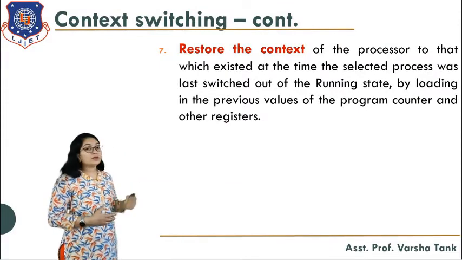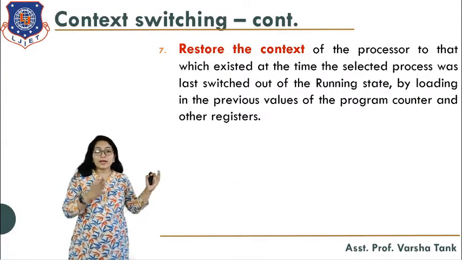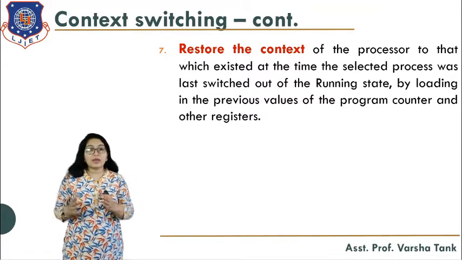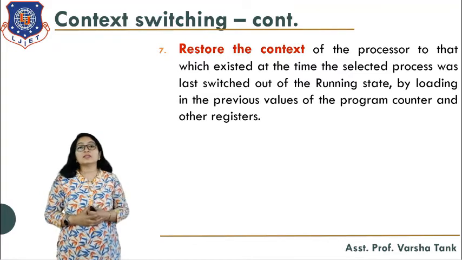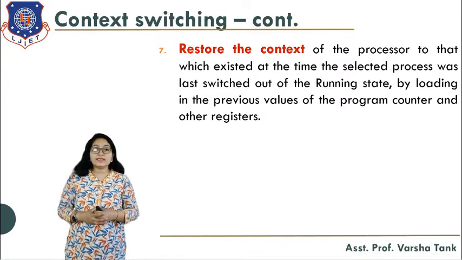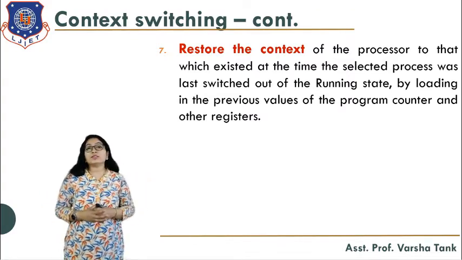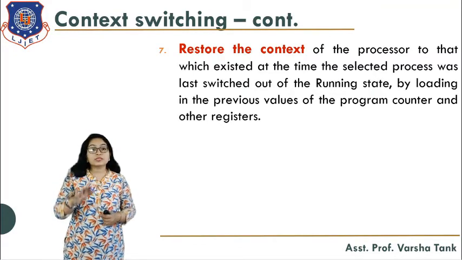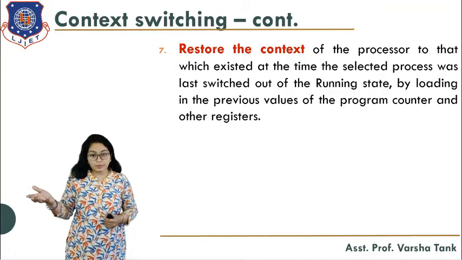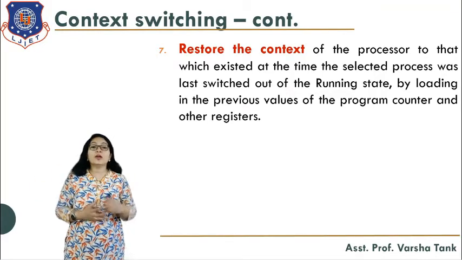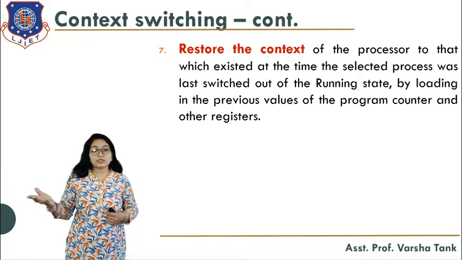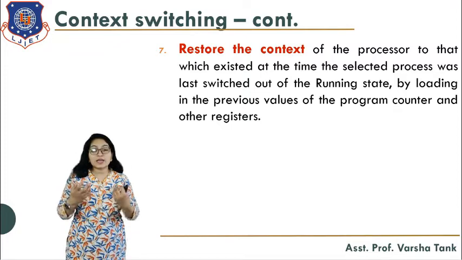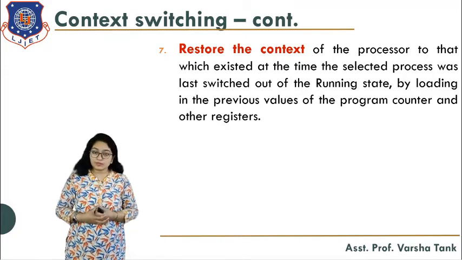Now the last step is to restore the context. That means restore the context of the processor to that which existed at the time the selected process was last switched out of the running state, by loading the previous value of the program counter and other registers. If a process is selected which was blocked because of a newly arrived process, it is now in execution. So we have to restore each and every value where the process was blocked.